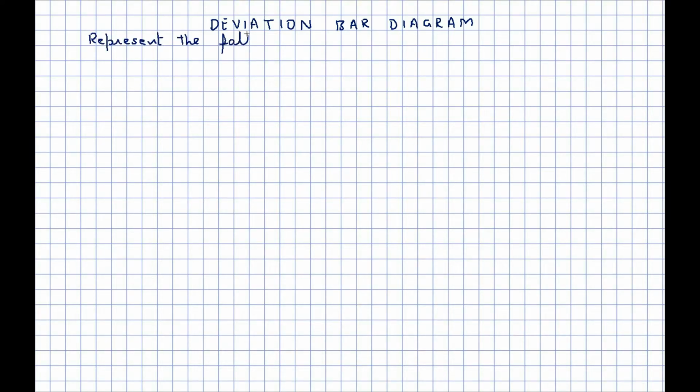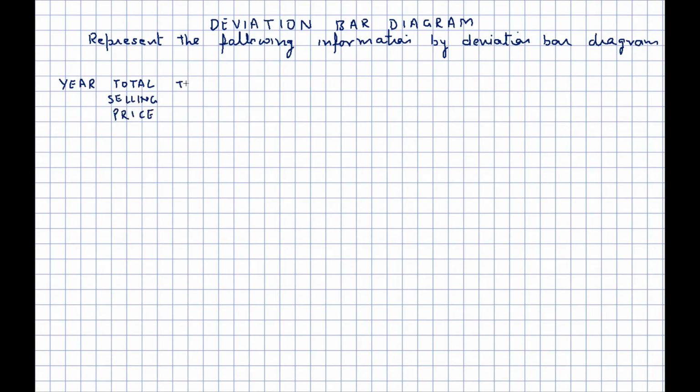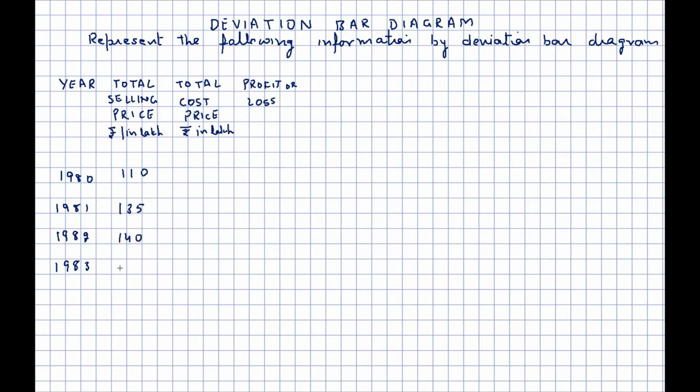Represent the following information by deviation bar diagram. Now year is given here. Total selling price is given. Total cost price is given. We will find profit and loss. So year is given 1979-80, 80-81, 81-82, 82-83. Selling price is 110, 135, 140, 150. Cost price is given 95, 105, 150 and 135.